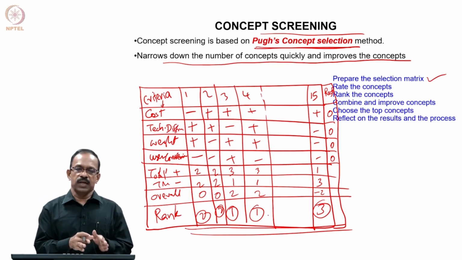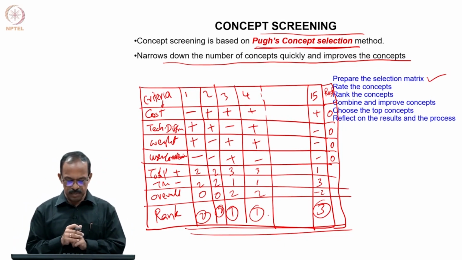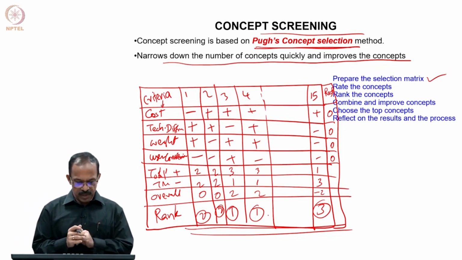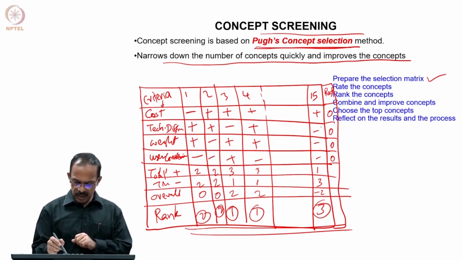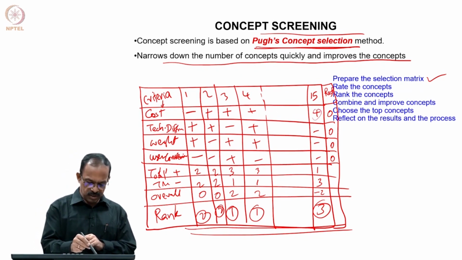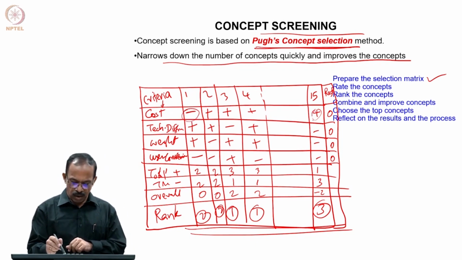But we do not directly choose the top 5, we will look at whether there are any concepts which can be improved. For example, you can see this concept having one positive thing here and other 3 negatives, and it is because of the cost only that this product has become negative. So, what is the feature that actually makes it positive?